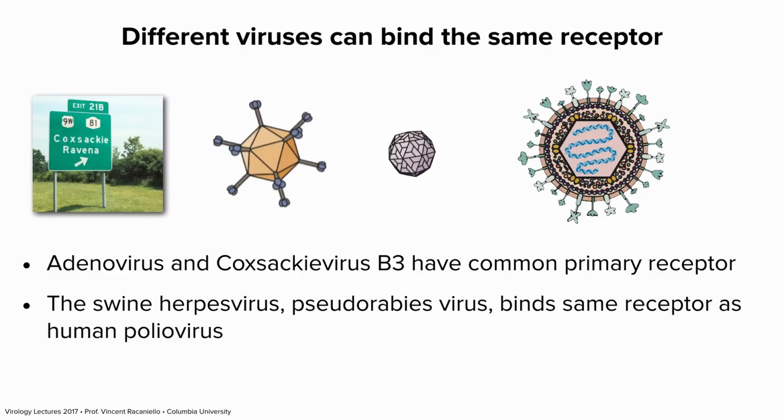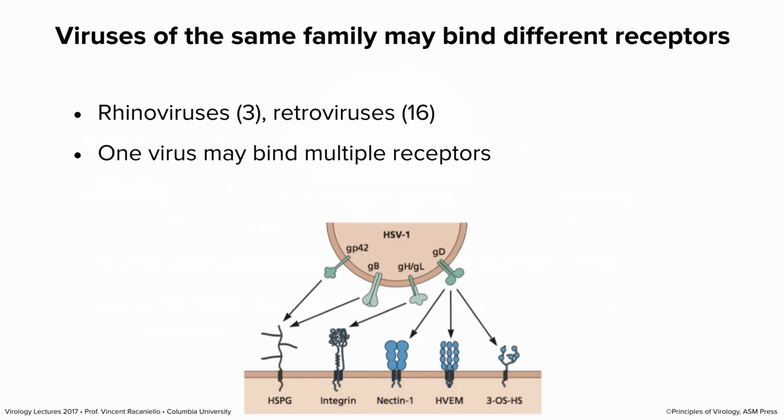A herpes virus, pseudorabies virus. This is a herpes virus here, the envelope virus, pretty large. It binds the same receptor as human poliovirus. So these are viruses from different families binding the same receptor molecule. Sometimes viruses in the same family bind different receptors. For example, rhinoviruses, common cold viruses, at least 3 different receptors are responsible for rhinovirus entry. Retroviruses have at least 16 different receptors.